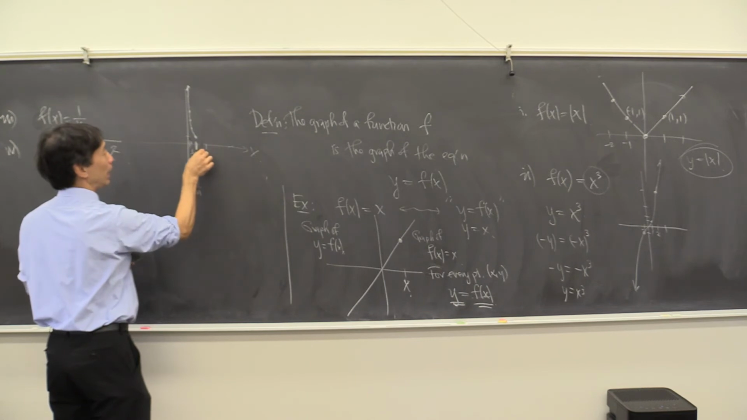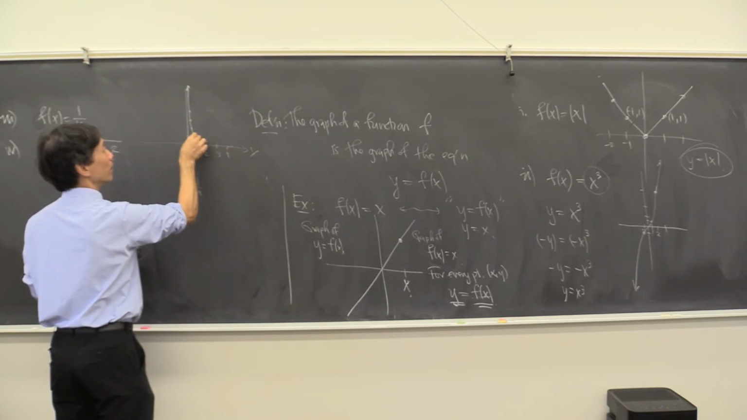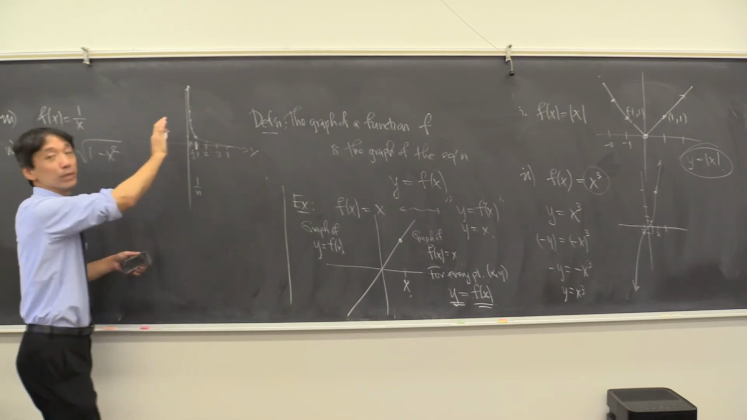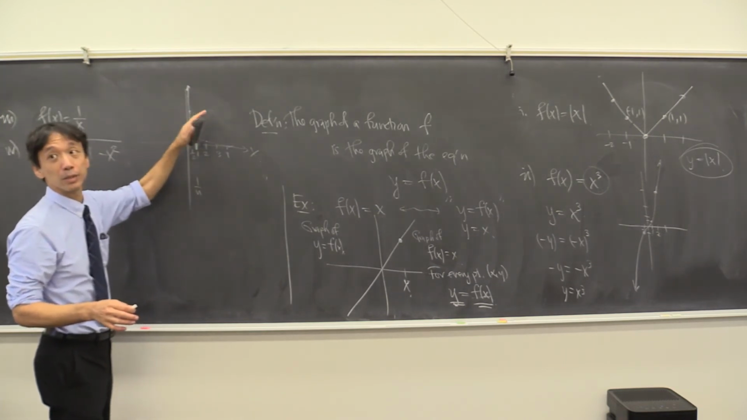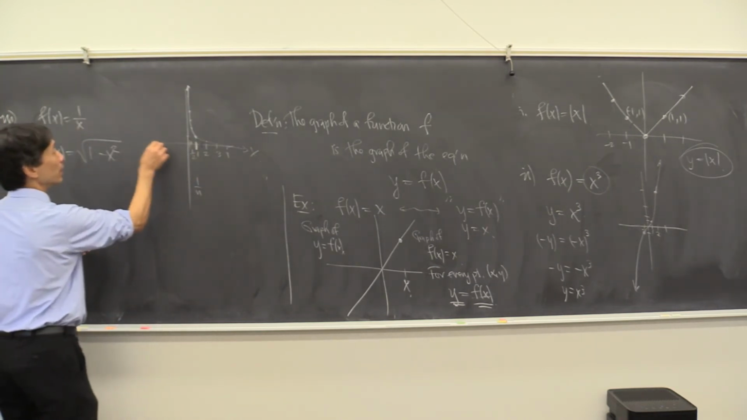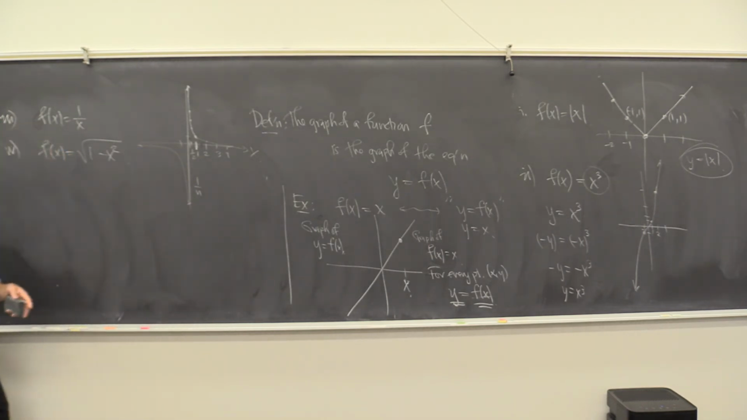And similarly, as you go out, when you go to 2, you're at a half. When you're at 3, you're at a third. When you're at 4, you're at a fourth. There's a kind of symmetry. In fact, it's this symmetry across the y equals x line. And similarly, you could do something over here like this. You get something like that.